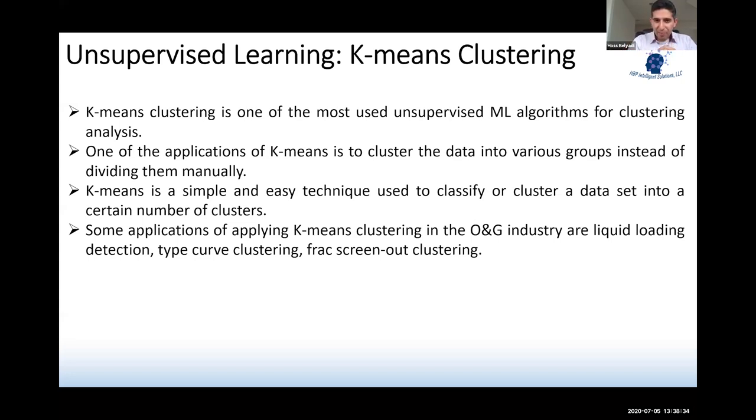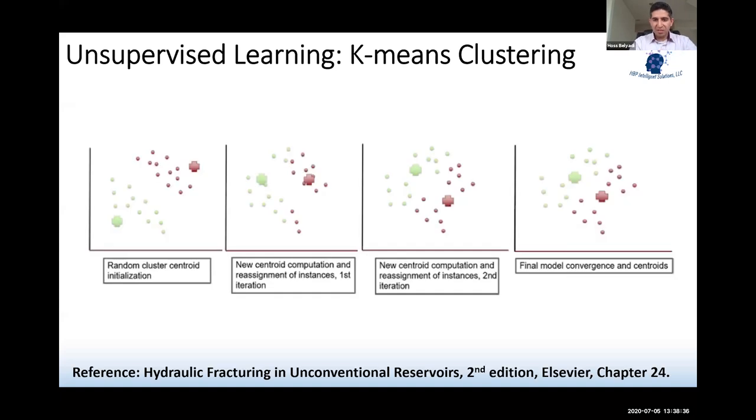Okay, now let's talk about how it works. So here's an example again. Let me show you exactly how it works. On the left-hand side, in this figure right here, let's just say you have green instances and red instances. Let's say you have two features and you're trying to use K-means clustering to cluster that data, okay?